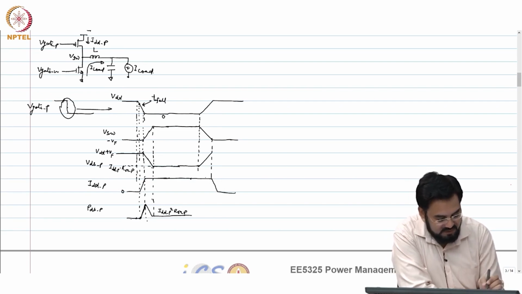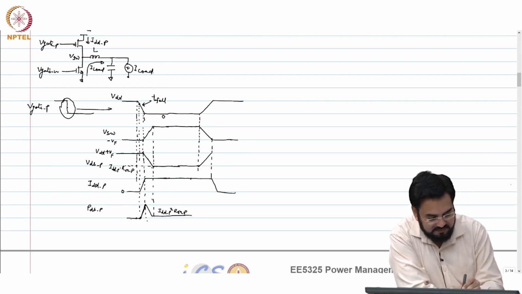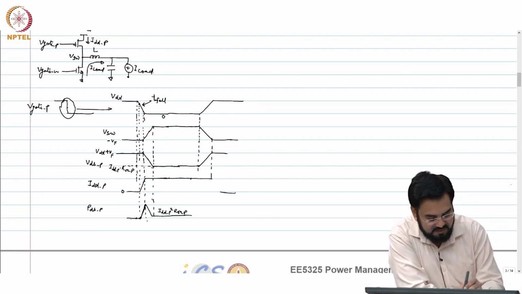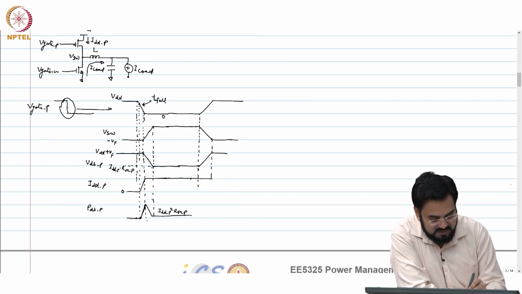So, where is your VDD? This current will remain. So, this is the point where your, so where will be the peak now?